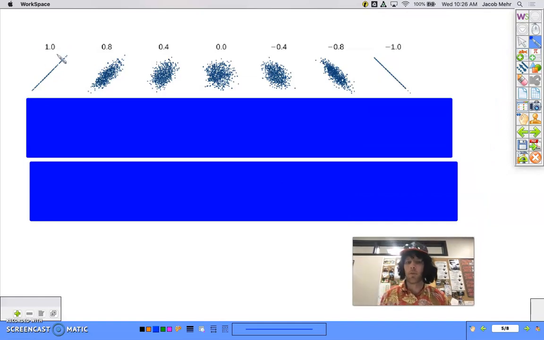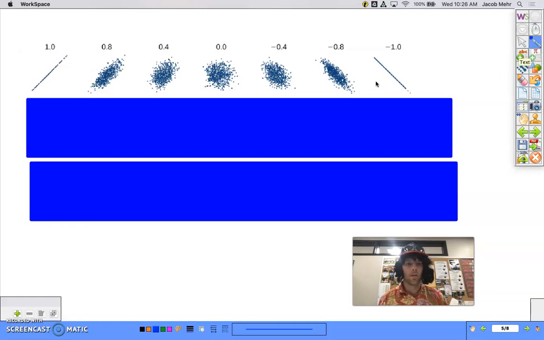This first example here in the top left has an R value equal to 1. Notice it is making a perfect positive sloping line. Now again, it could also be this. It doesn't mean the slope is exactly 1. As long as it's positive and makes a perfect line, the R value is 1.